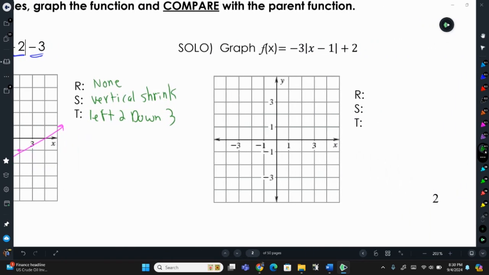All right, now let's try this one. Our vertex is going to be at positive 1, comma, positive 2. And our a value is negative 3. So from our vertex, we can go down 3 and right 1. Down 3 and right 1. From our vertex, we're also going to go down 1, 2, 3 and left 1.